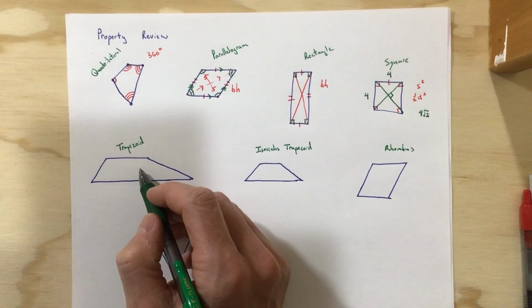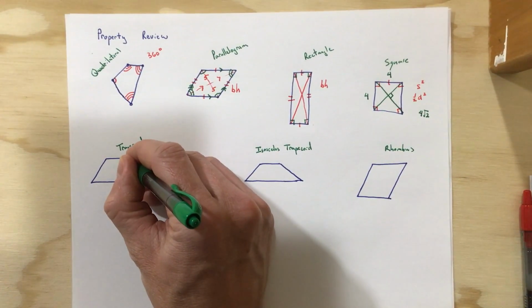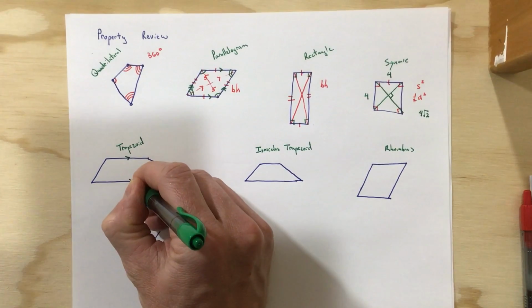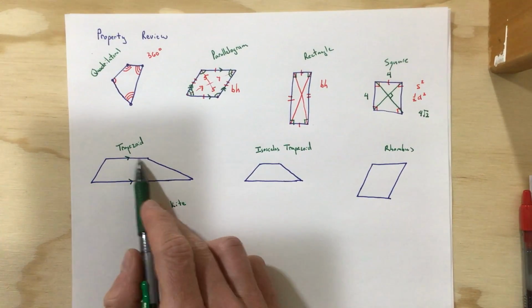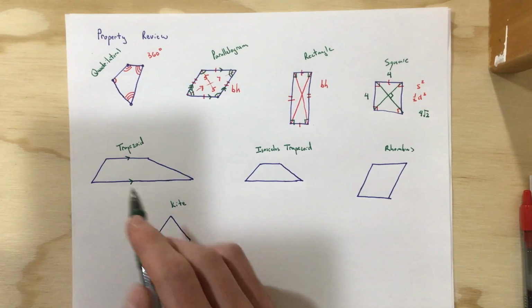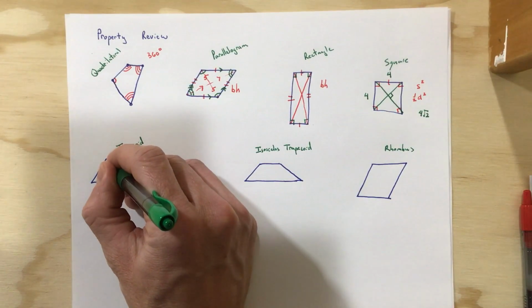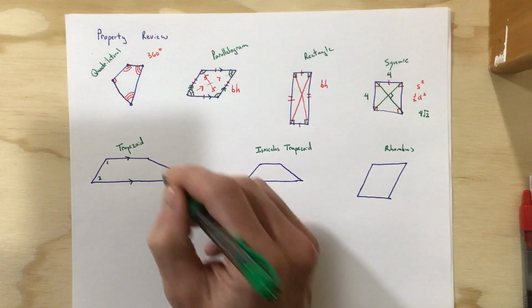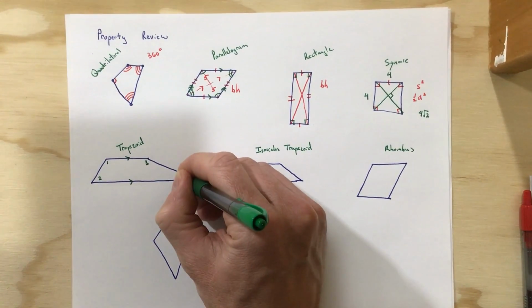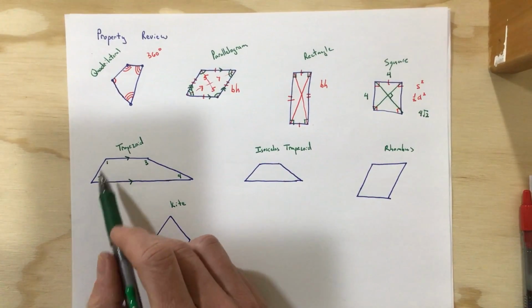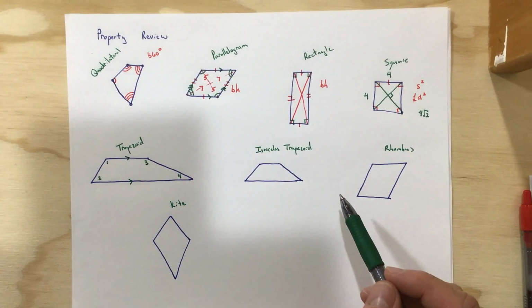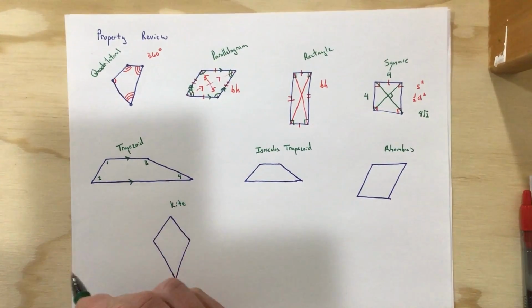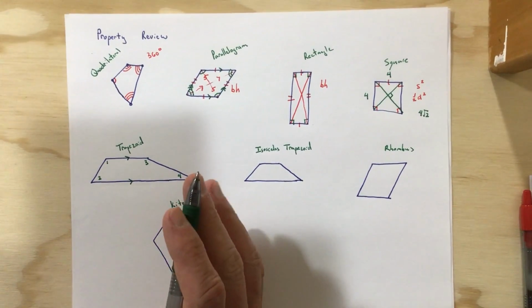If we move to a trapezoid, a trapezoid really is just at least one set of sides parallel. So let's say those are the parallel ones. There's really no relationship between these angles and these angles. But we do know that angle 1 and angle 2 are supplements, and angle 3 and angle 4 are supplements. And we know that angles 1, 2, 3, and 4 add up together to give 360, as all of these do. But there's no relationship between 1 and 3. And that's honestly about it for a trapezoid.